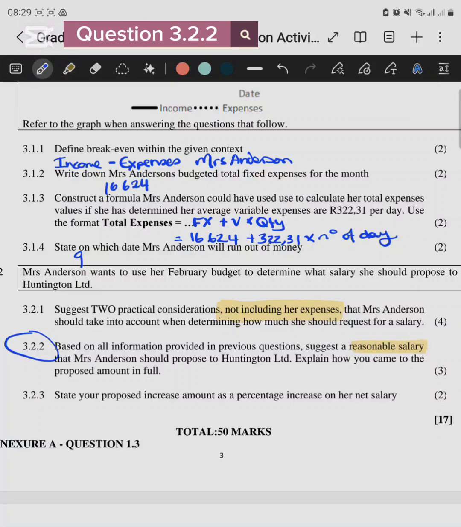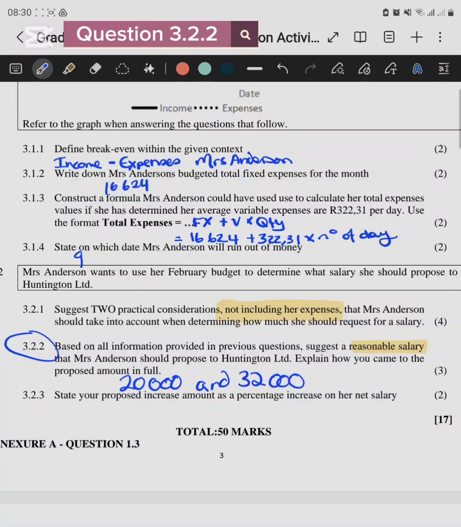So you can't go and say she should be going from earning 22,000 to she should be earning 500,000. That's not a reasonable increase. Even doubling it is becoming an unreasonable amount. Most companies do not double salaries. It's an excessive increase to do that. So when we're talking about reasonable, we chose to accept anywhere between 20,000 and 32,000.